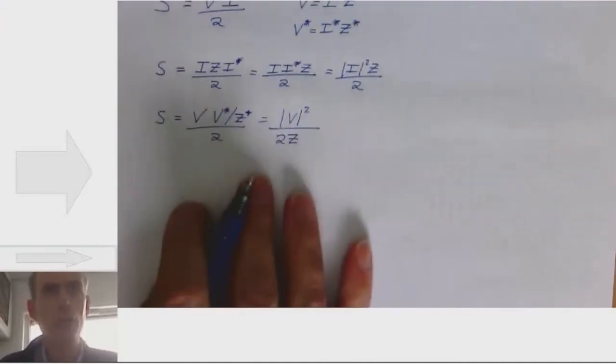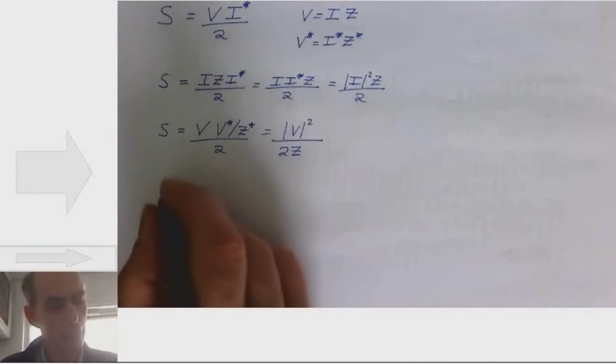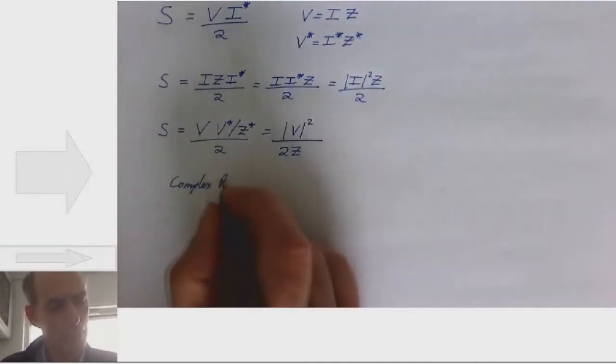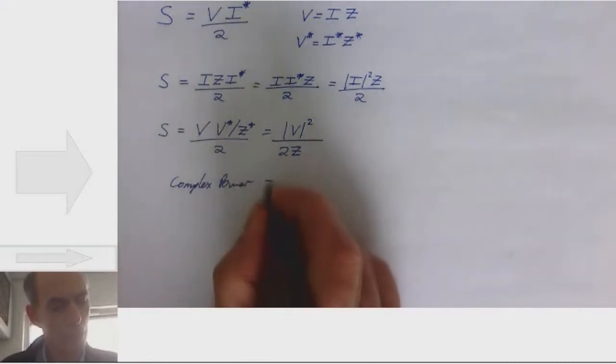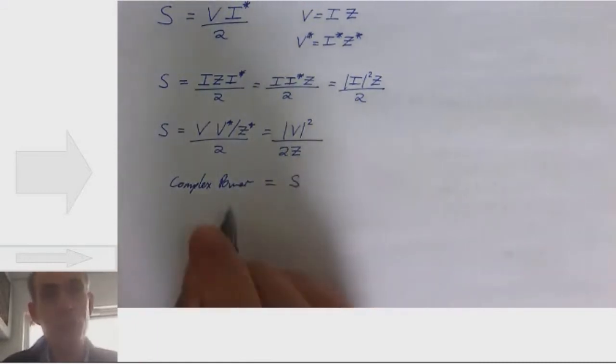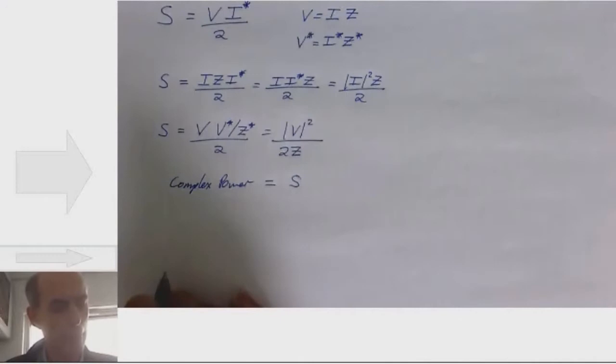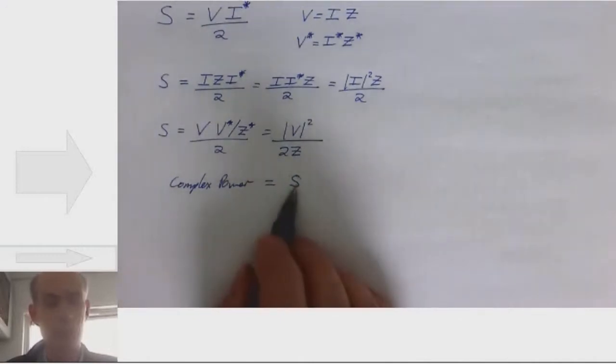Right. A few definitions of things. S, as I've mentioned, is known as the complex power. Complex power, if you're asked for that, just means S, and you would be expected to provide both the magnitude and the phase of that complex power. Just write it as a complex number.